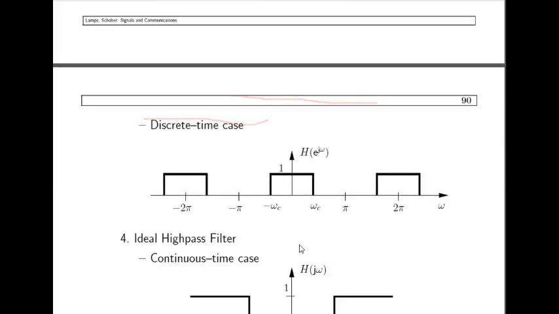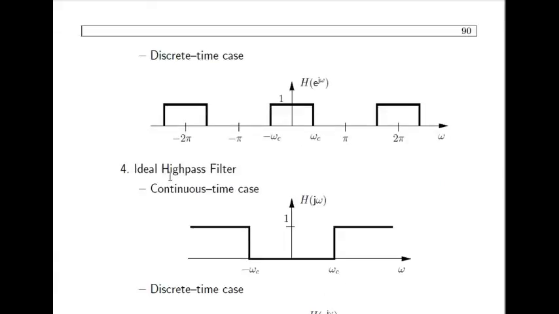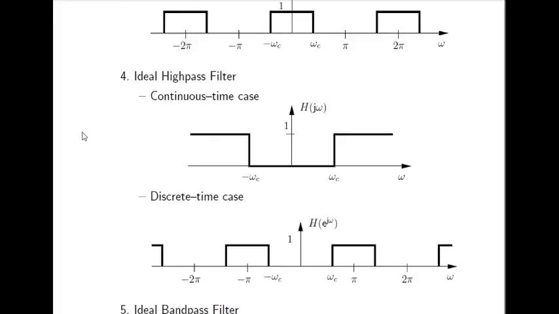Okay, and for the discrete time case, it is a periodic signal, H of e to the power j omega, and no difference other than that. For now, let's see the next filter, which is the ideal high pass filter. For the continuous time case, it will be 0 between minus omega c and omega c, which is the cutoff frequency, and will be 1 otherwise. Okay, and for the discrete time case, it is similar and periodic.